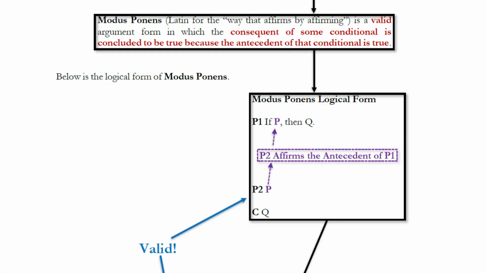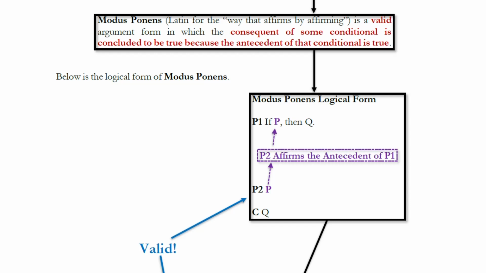Now that we have an understanding of the meaning of conditional statements, we can consider the four common forms of argument, whether valid or invalid, that feature a conditional as one of the premises. The first of these forms we will consider is called Modus Ponens.